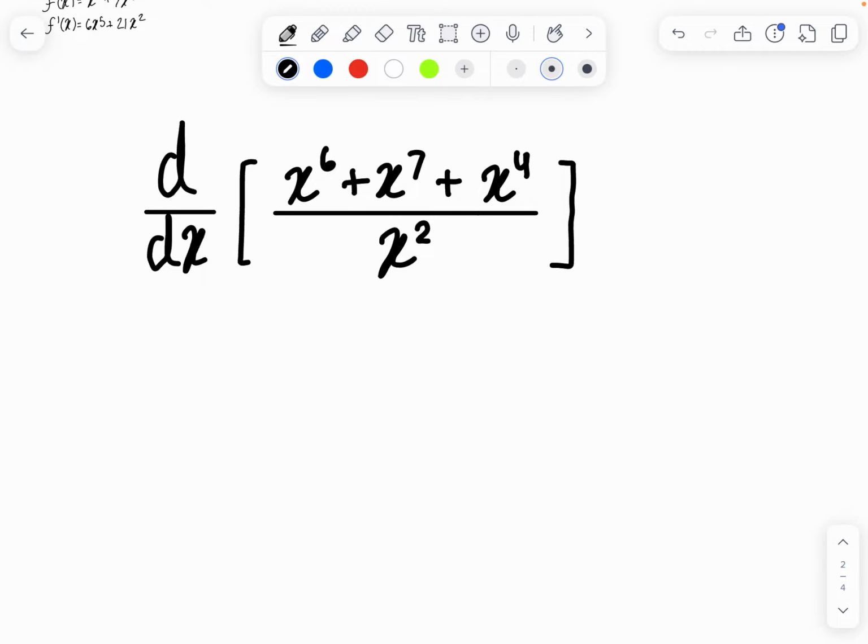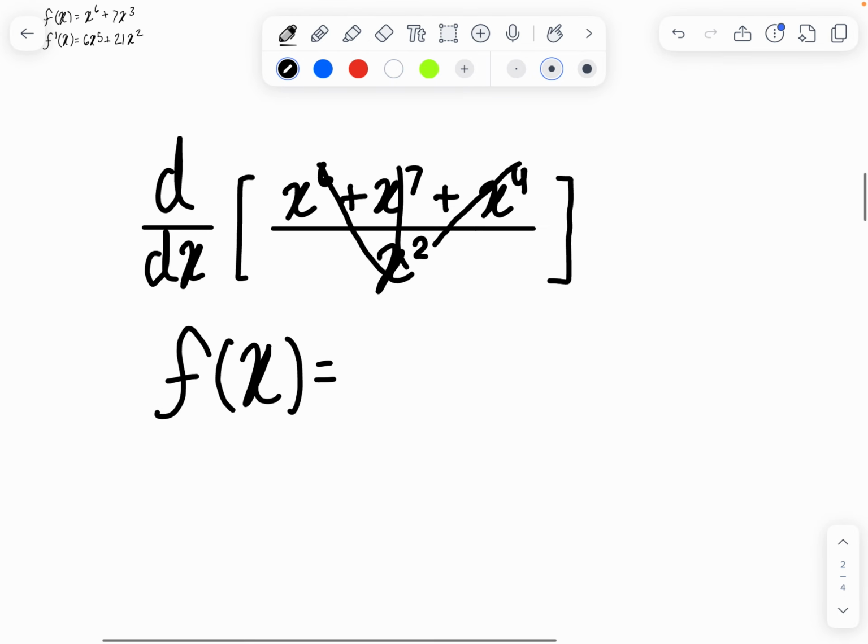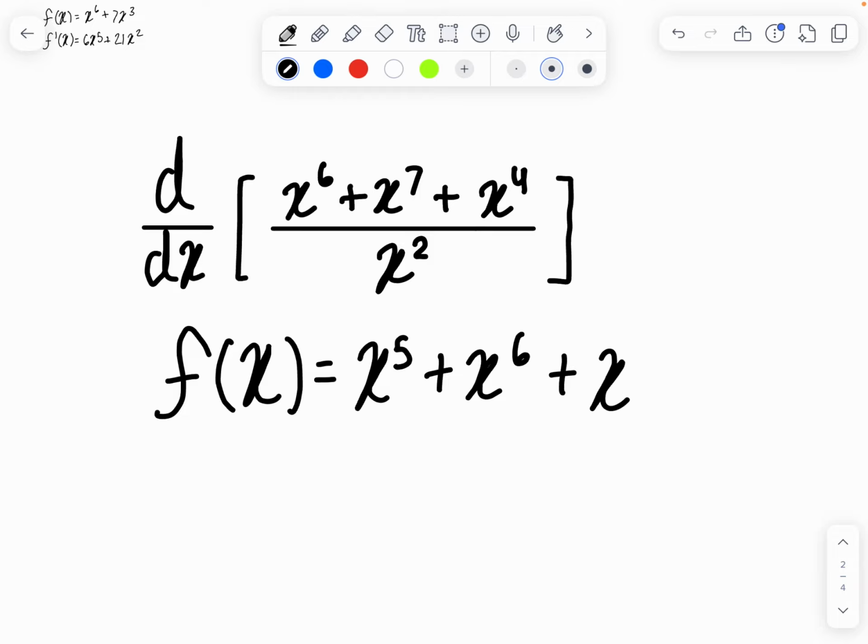Okay, hopefully you've done the question, so let's start. f of x. Since you need to divide by all of them, you can simplify them in the end. So x to the power of 5 plus x to the power of 6 plus x to the power of 2.